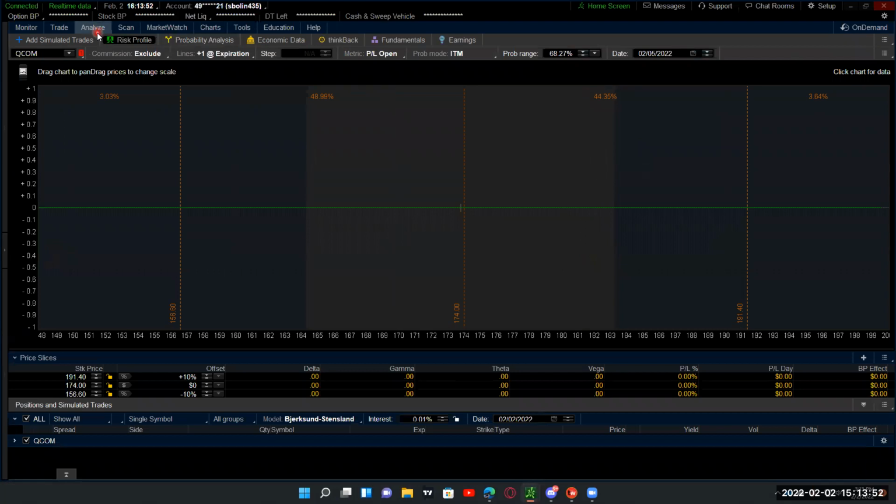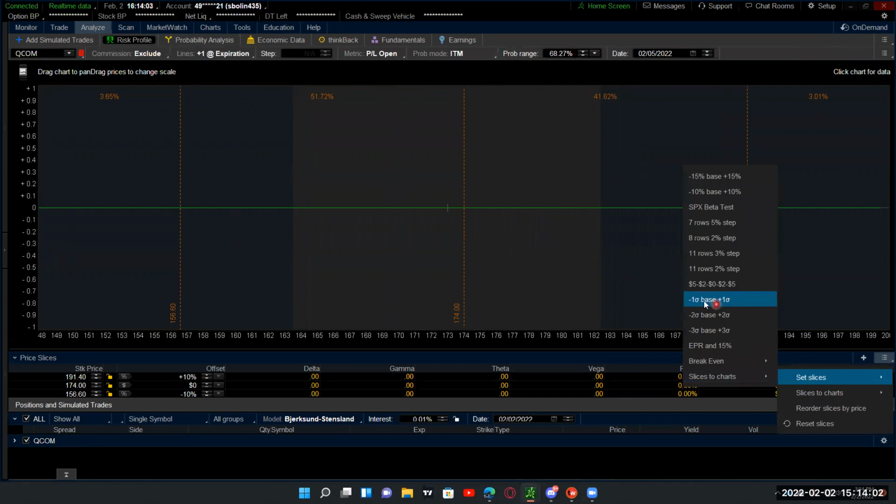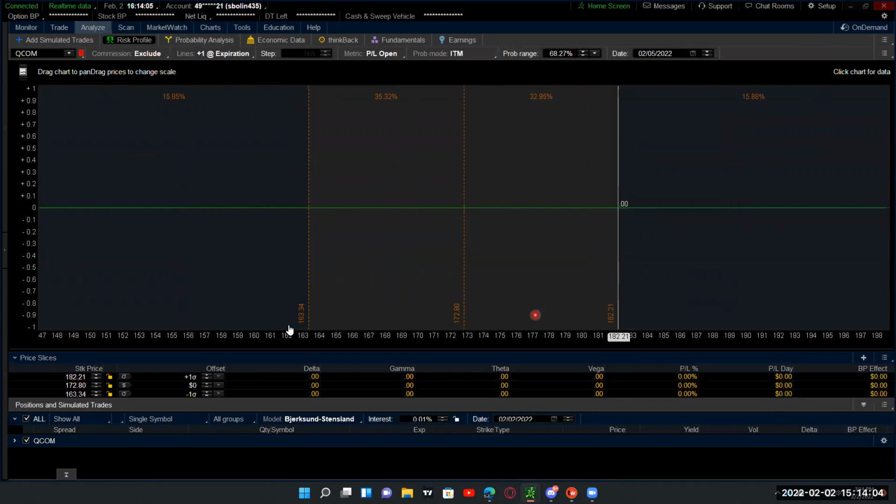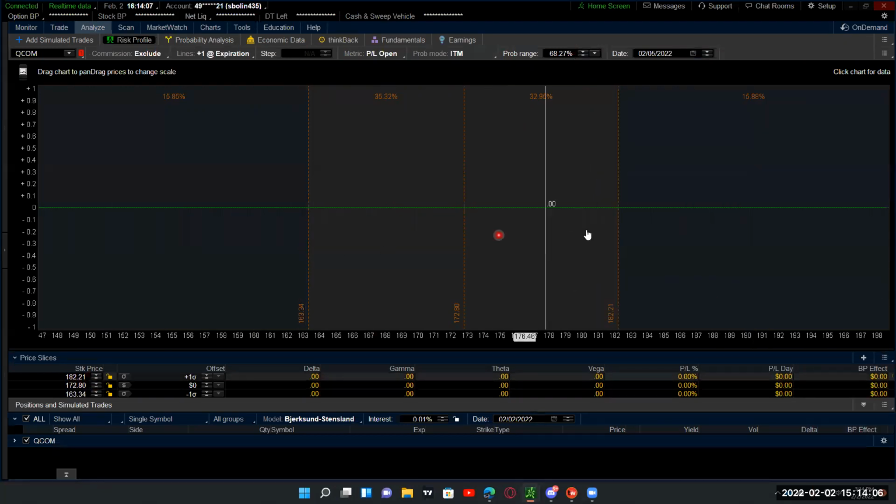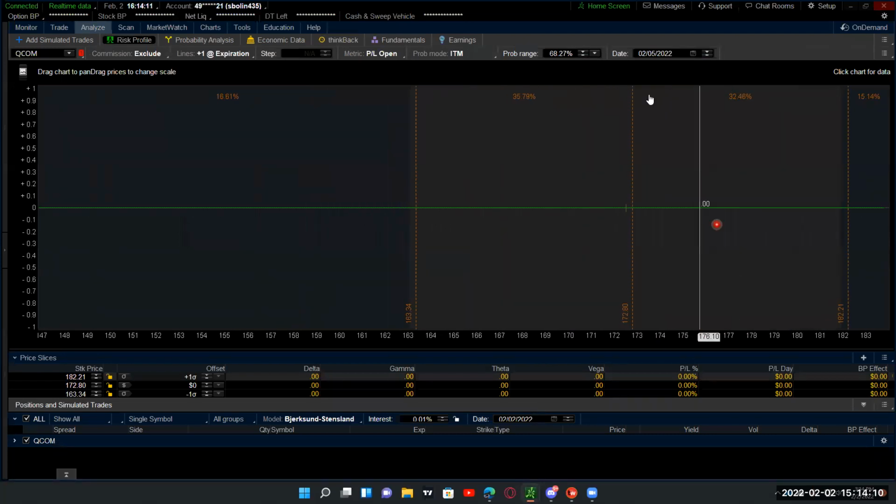Now you bring it over to the Analyze tab, and we get this thing out of the way. The gray area that you see here, that is a 1 standard deviation. So I can come in here, I can set the slices, and I can say, show me a 1 standard deviation. Now my price slices line up with these lines. That's how far we could move. And that's 68%, 1 standard deviation.